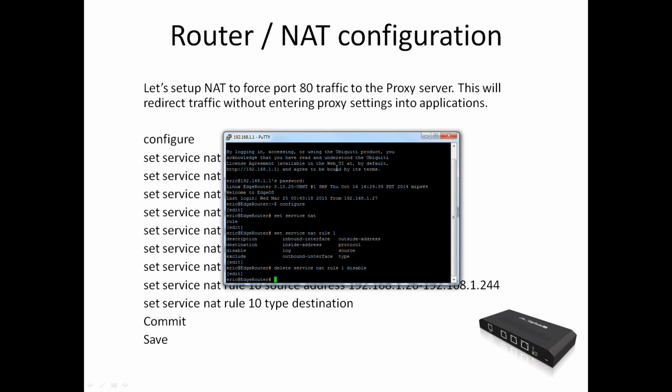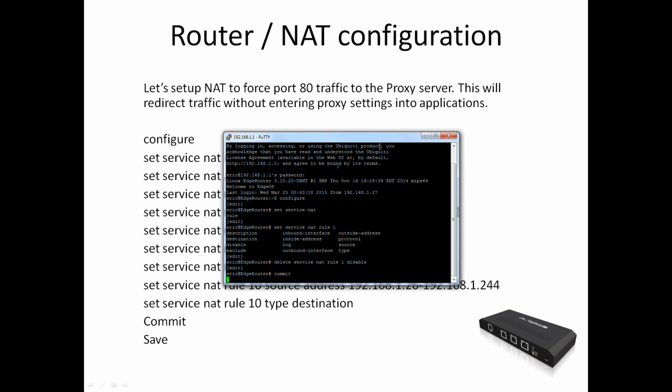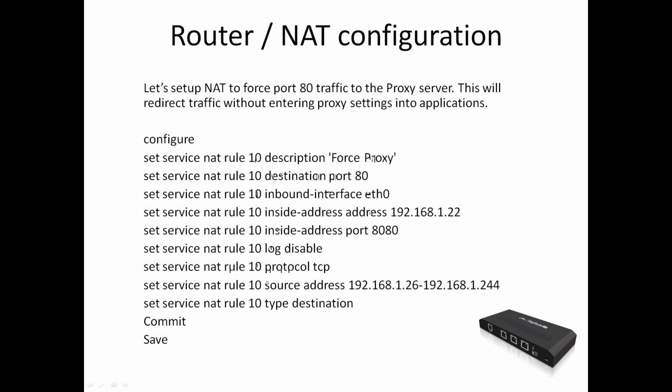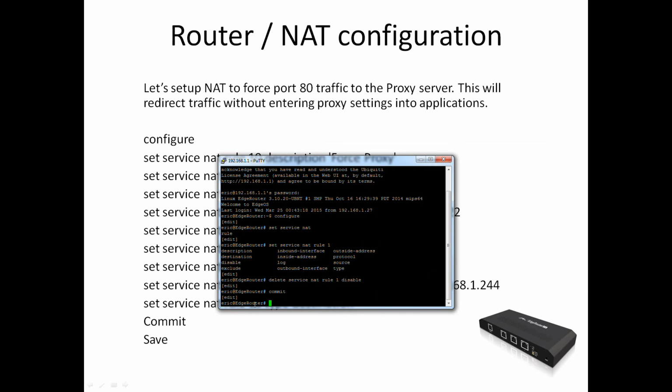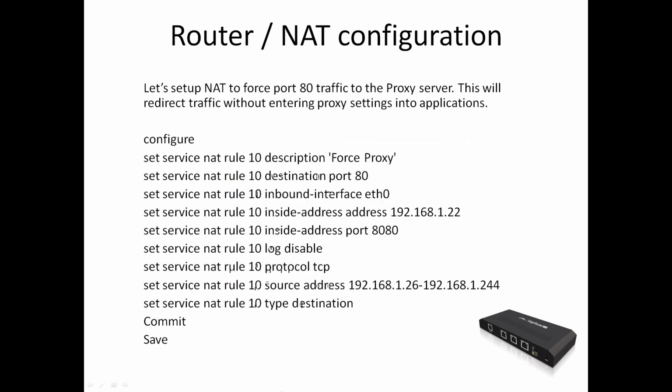So I want to delete the disabling of the rule, and let's commit that change. So we'll get the rule enabled on my router now. It's still processing the change. Wait for it to go through. There we go. It's live.